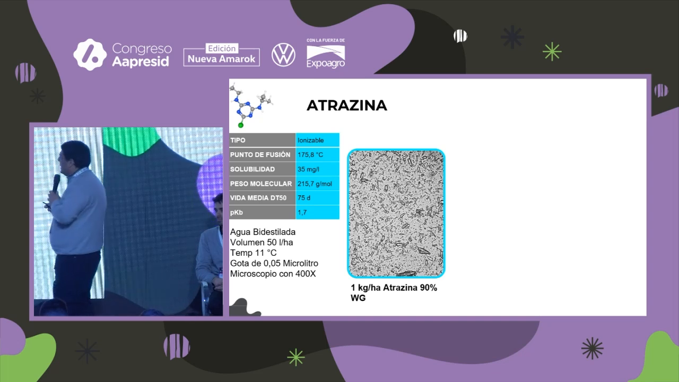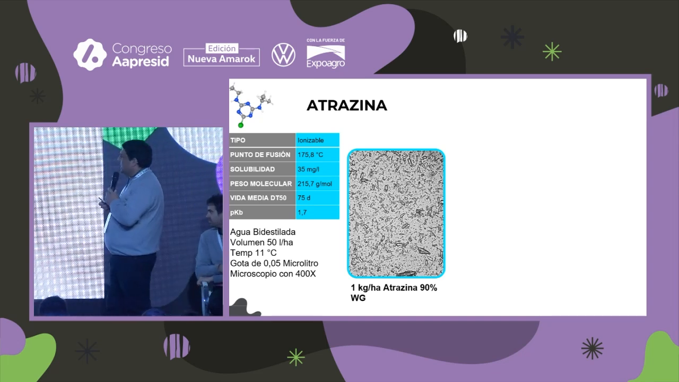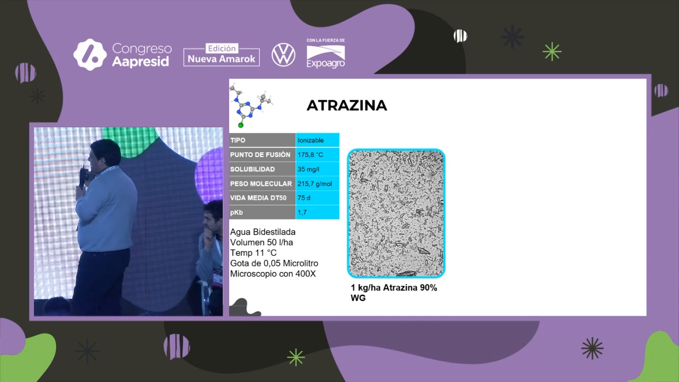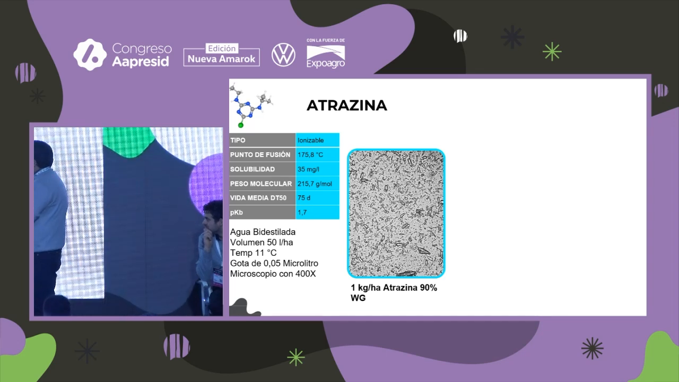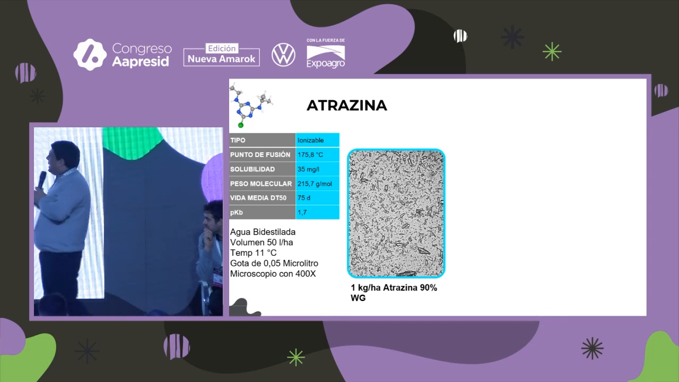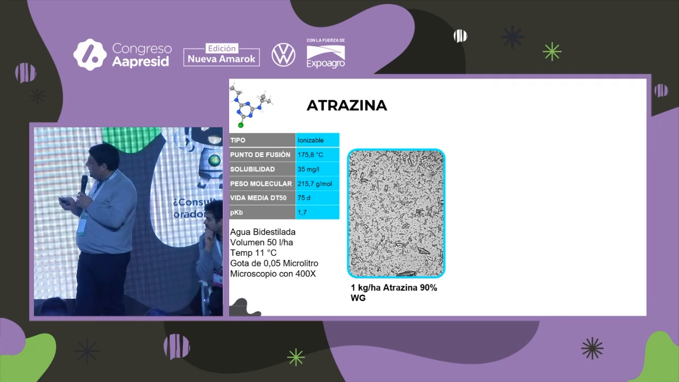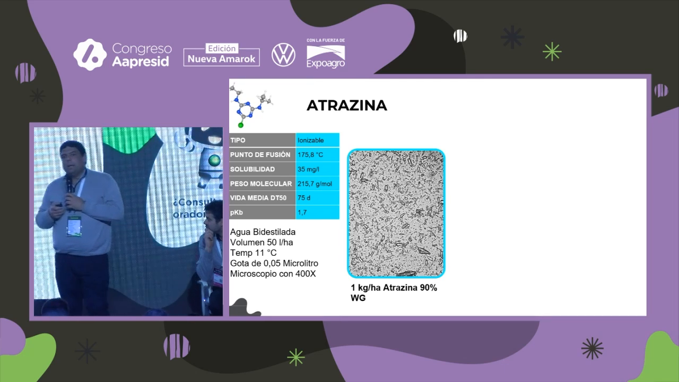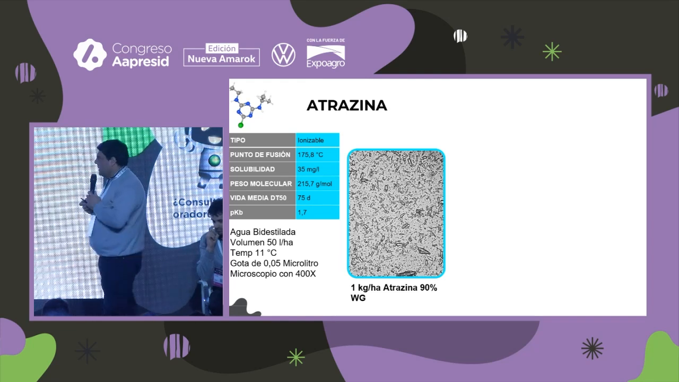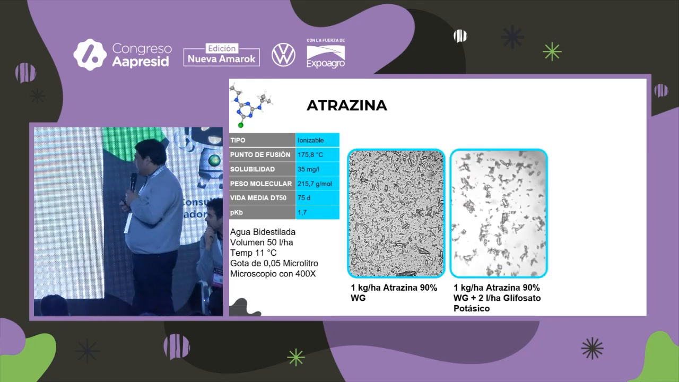This is Aapresid in a volume of 50 milliliters per hectare. These are the crystals. You can see a crystal dispersion in the microscope. You see big crystals, medium-sized crystals, and there is a molecular part that we are not going to be able to see with a microscope.